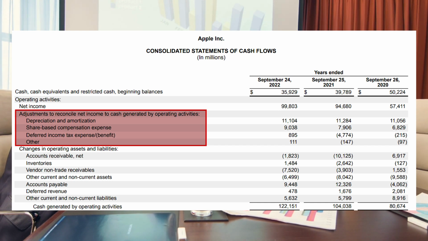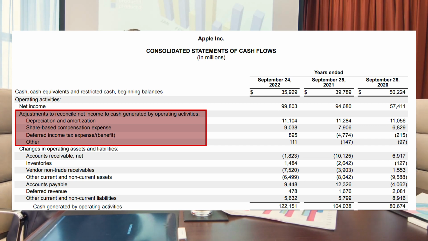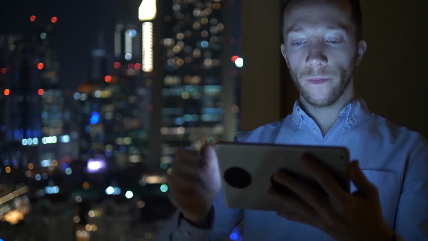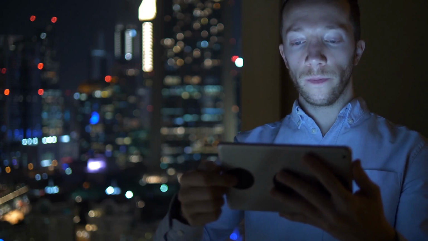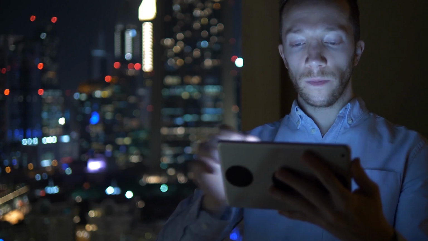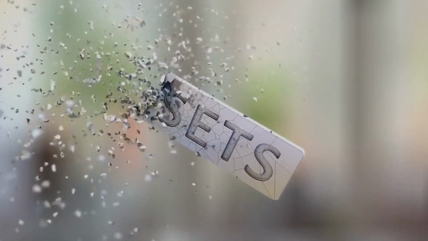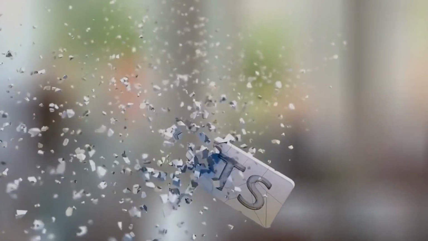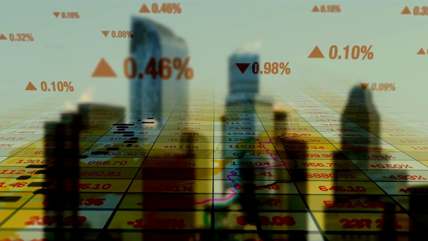Why add them back? Because these expenses decrease net income on the income statement but don't actually result in a cash outflow. Depreciation and amortization are accounting methods used to allocate the cost of long-term assets, like machinery, equipment, buildings, patents, and trademarks, over their useful lives. Depreciation and amortization merely spread out the cost of assets over time, rather than accounting for the entire cost in the year the asset was purchased.